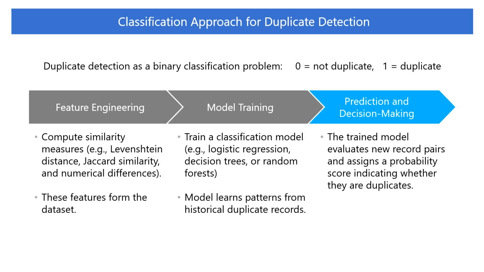Prediction and decision making. Once trained, the model evaluates new record pairs and assigns a probability score indicating whether they are duplicates. By combining multiple similarity features, classification-based approaches reduce false positives and improve accuracy compared to rule-based fuzzy matching alone.